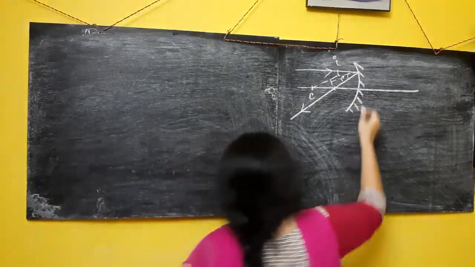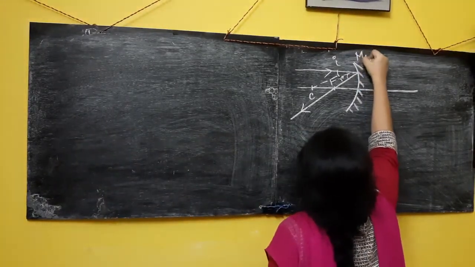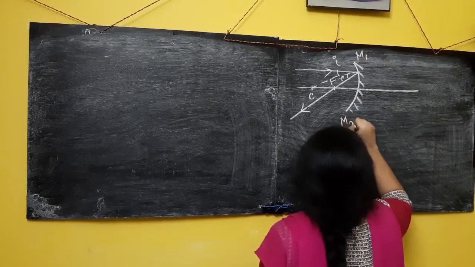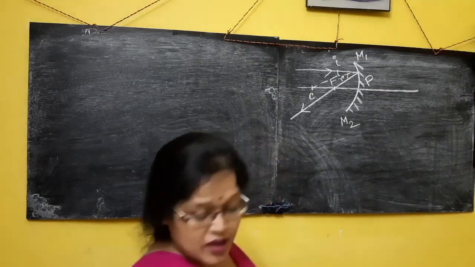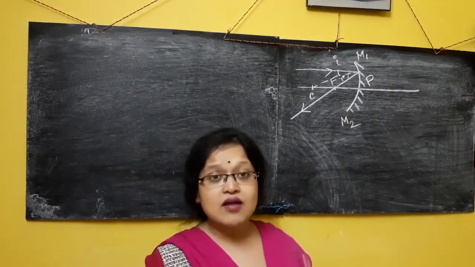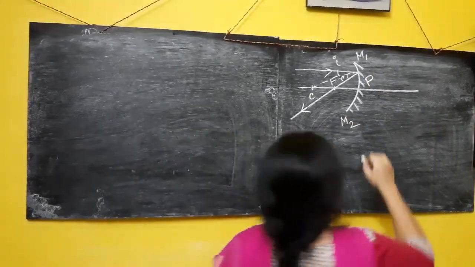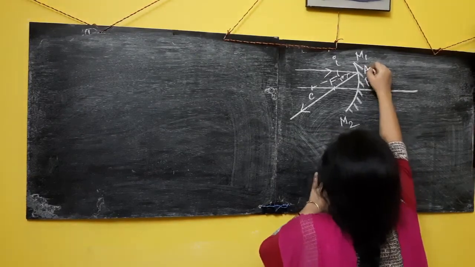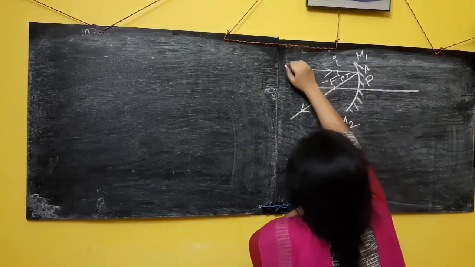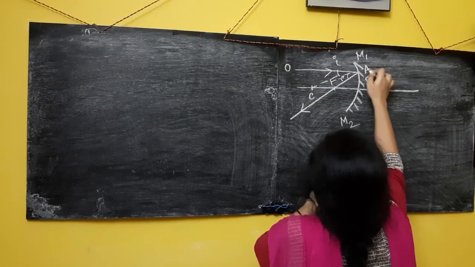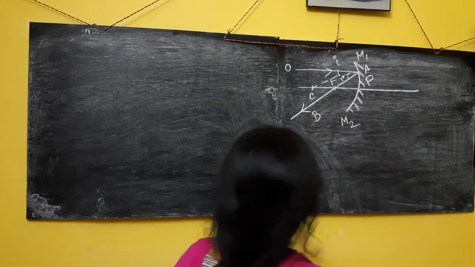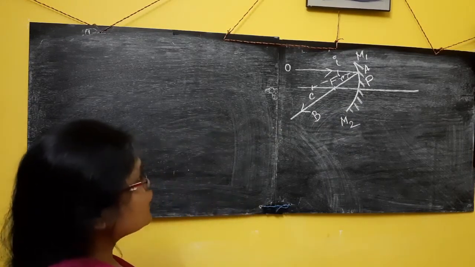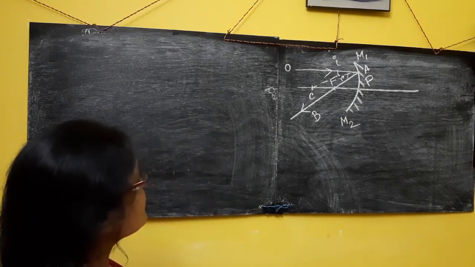The mirror I will denote as M1, M2. The pole of the mirror, the middle portion of the mirror, is taken as P. The point where the ray is incident, I will take as A. Done. So this is the ray. Suppose it comes through O, falls on A, moving towards B. Now I need to prove it. Okay, let's go for that first.